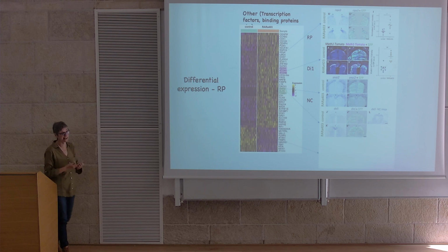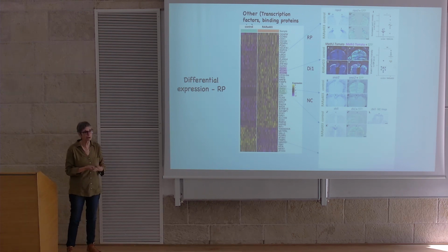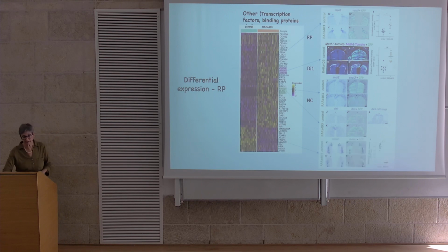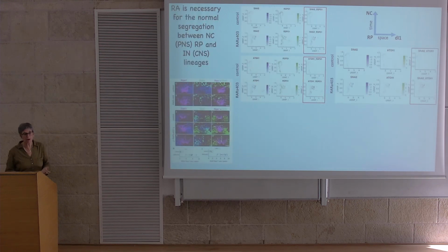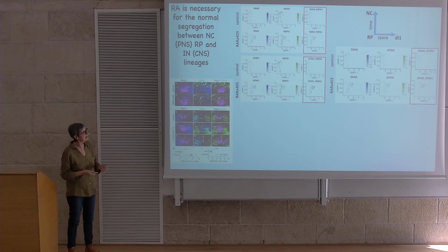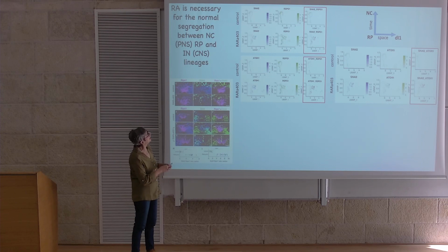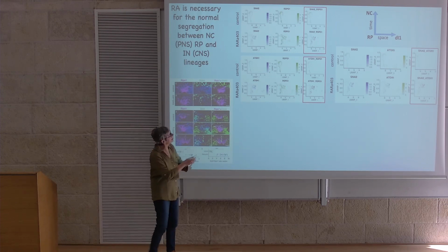So what we have basically in our roof plate is crest, roof plate, and DI1 identities. Now, the question is, are they all in the same cells? And to this, we went back to the UMAPs, okay, and what I want you to look at is only those images that are here in the red brackets.